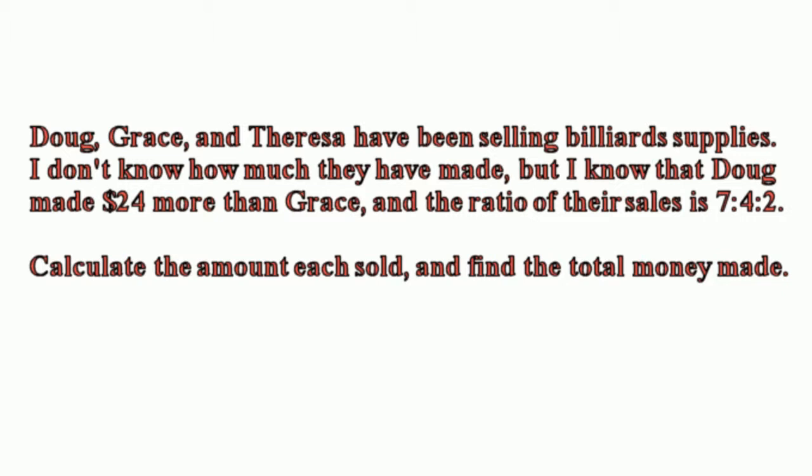And the third one: Doug, Grace, and Teresa have been selling billiard supplies. I don't know how much they have made, but I know that Doug made $24 more than Grace, and the ratio of their sales is 7 to 4 to 2. Calculate the amount each sold and find the total money made.